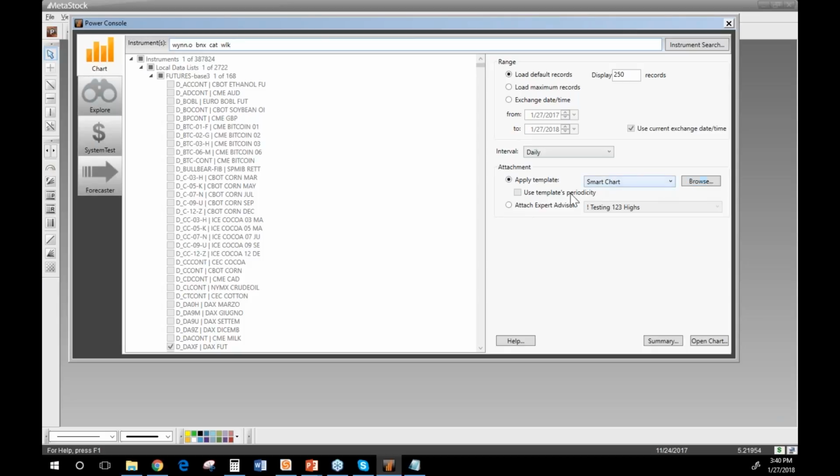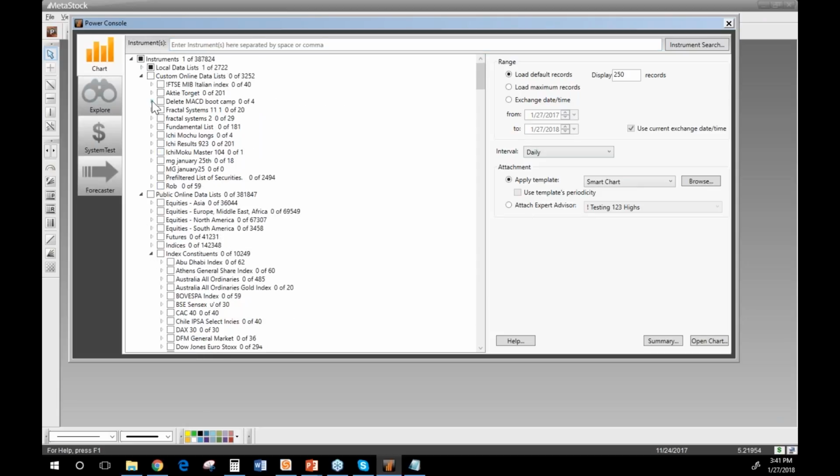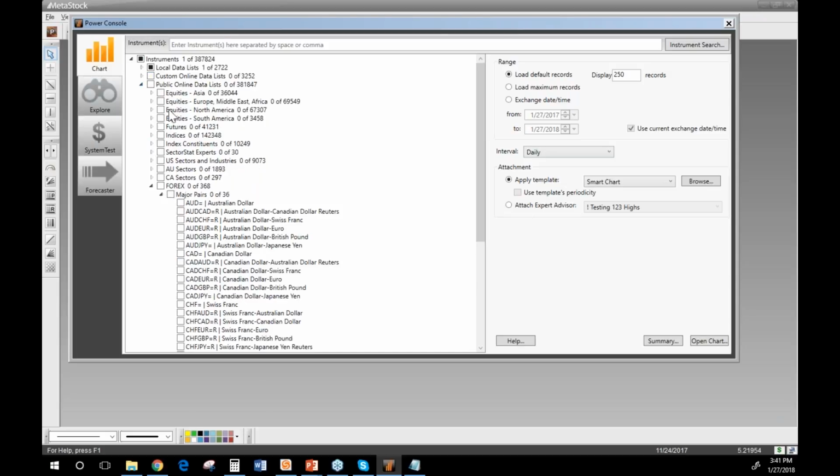What I'm going to do is go ahead and apply a template. Okay, so this is the charting tab of MetaStock. Again, any instrument that you're interested in, you're going to be able to find in this list. To open up the chart, you can find it on a list. Let me show you how that looks real quick, because usually the lists that you'll be working with are in this public online data list.